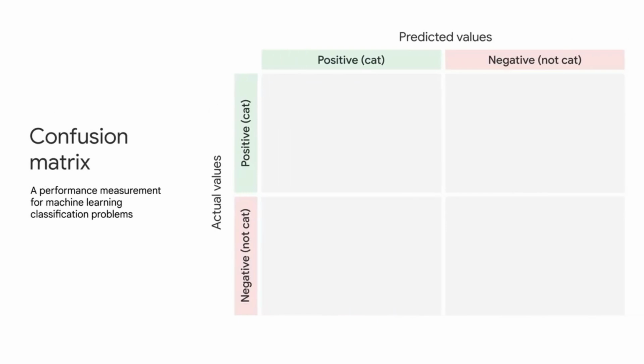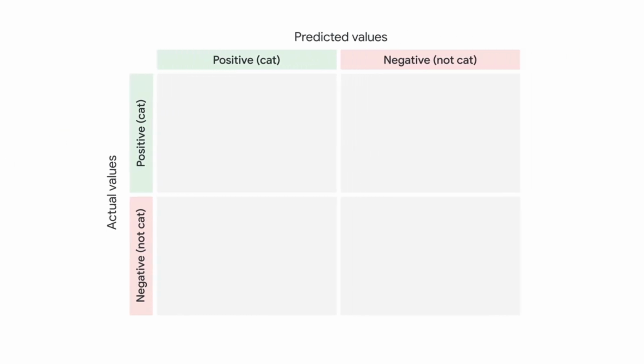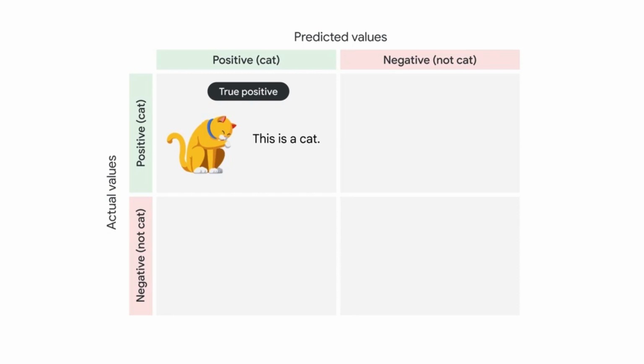A confusion matrix is a specific performance measurement for machine learning classification problems. It's a table with combinations of predicted and actual values. To keep things simple, we assume the output includes only two classes. Let's explore an example. The first is true positive, which can be interpreted as the model predicted positive, and that's true. The model predicted that this is an image of a cat, and it actually is.